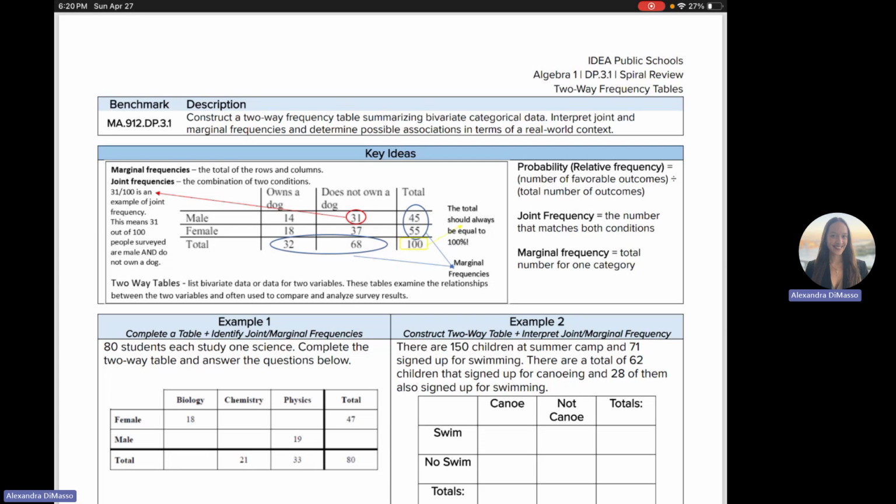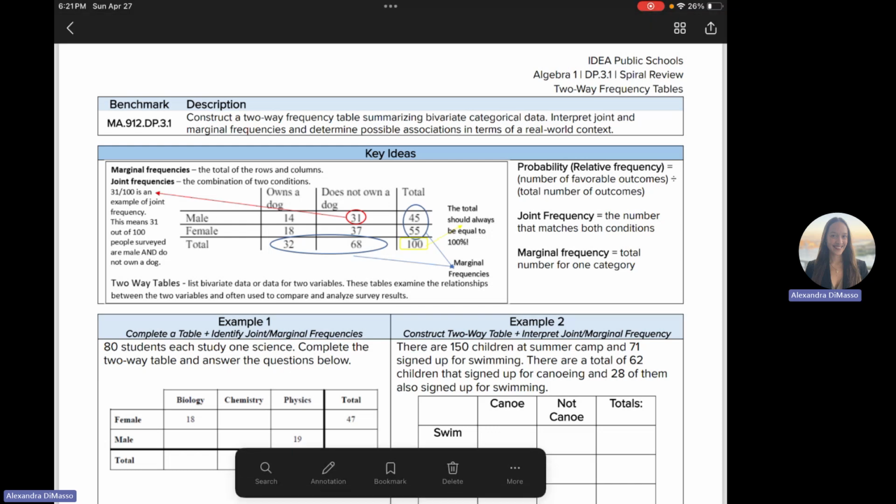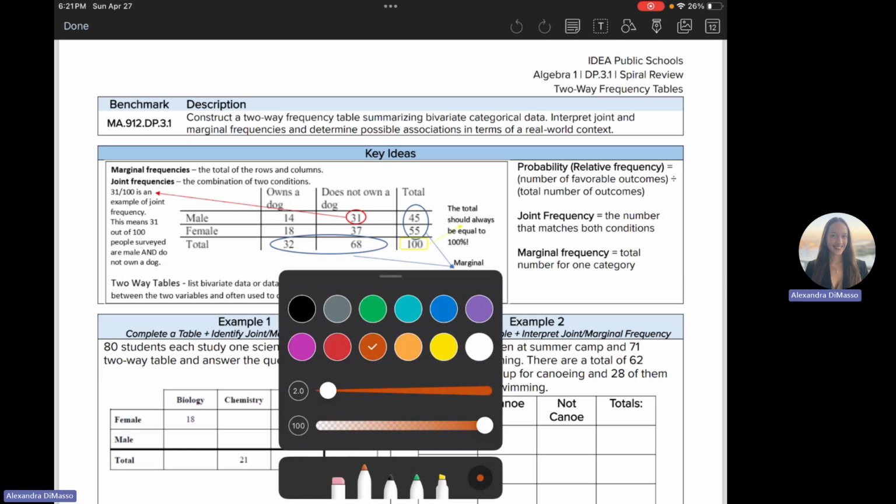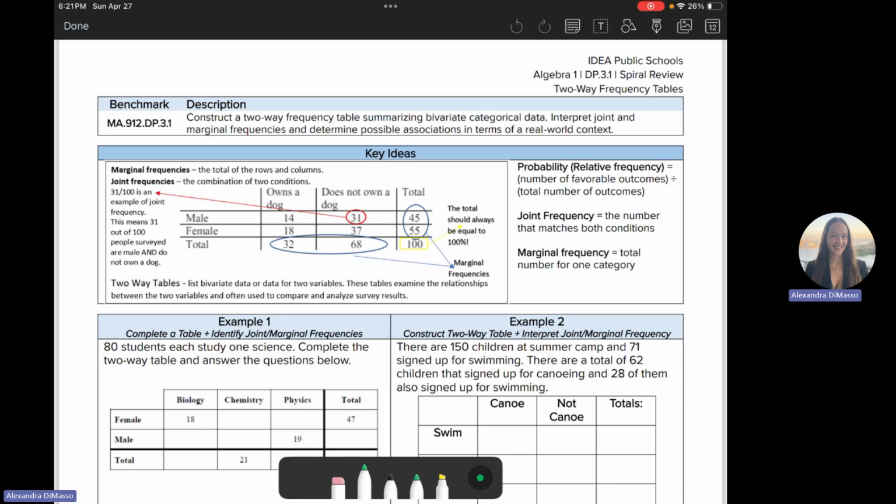So a two-way frequency table summarizes something called bivariate categorical data. Remember, bivariate means two, at least two variables. Categorical, obviously, being talking about categories. Now, there are going to be some different terms we're going to talk about. One of them is probability, or you might also see it as relative frequency. Probability just means how many times could something possibly happen, right? The number of favorable outcomes divided by the total number of outcomes.